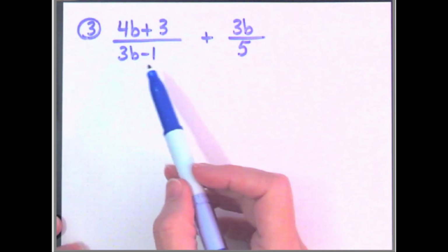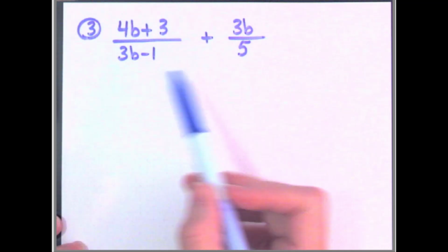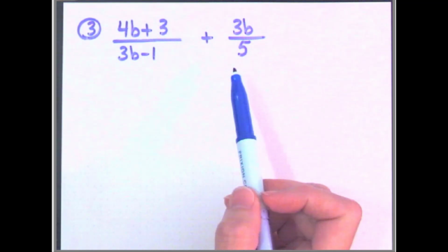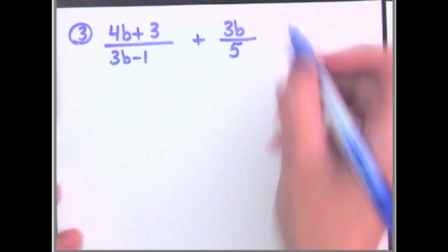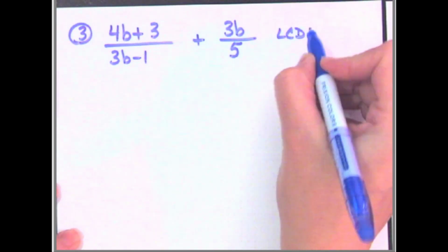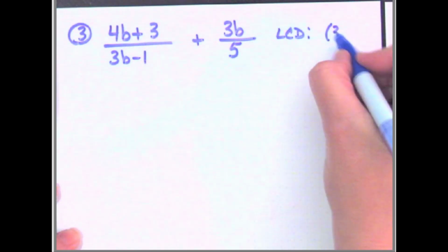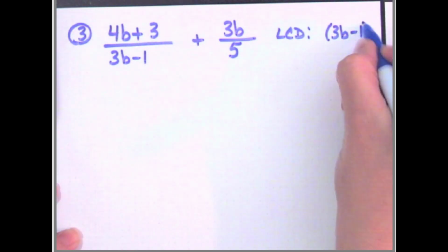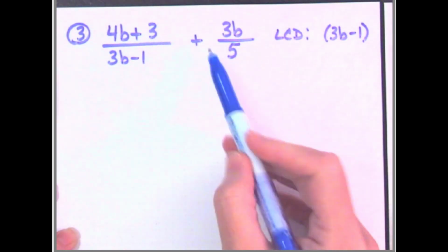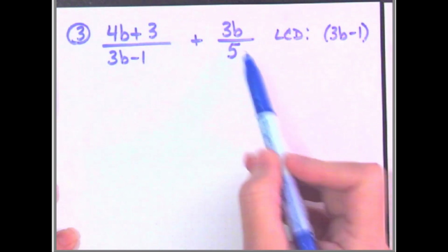So number 3, we notice that we do not have the same denominator, so we need the least common denominator. I'm just going to write that over here on the side. I'm going to need the factor 3b minus 1. So that's a binomial. I'm going to put that in parentheses. And I'm going to need a 5.